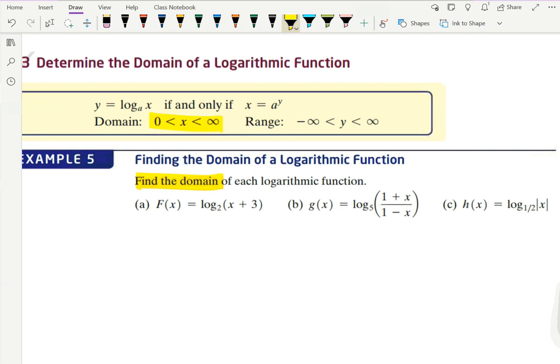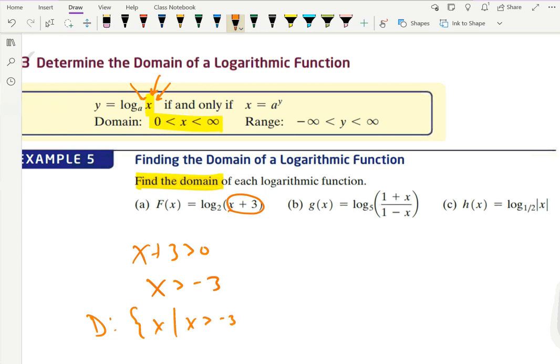So where our x position, notice in our definition up here, x is this spot. So that spot, highlighting this again, this spot here must be bigger than 0. That means in question A here, capital F of x is log of x plus 3 with base 2. That means this position here has to be bigger than 0. So if that position has to be bigger than 0, then x must be bigger than -3. So my domain is all x's such that x is bigger than -3.